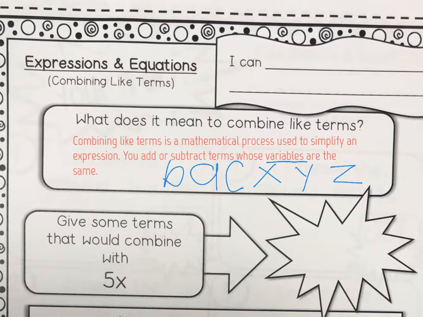So down below it asks you to give some terms that would combine with 5x. You could do 8x. Notice this has a coefficient of 8 and a variable of x, so it could be combined. You could even do just one plain simple x, or maybe 3x. Any of those could be combined with 5x.